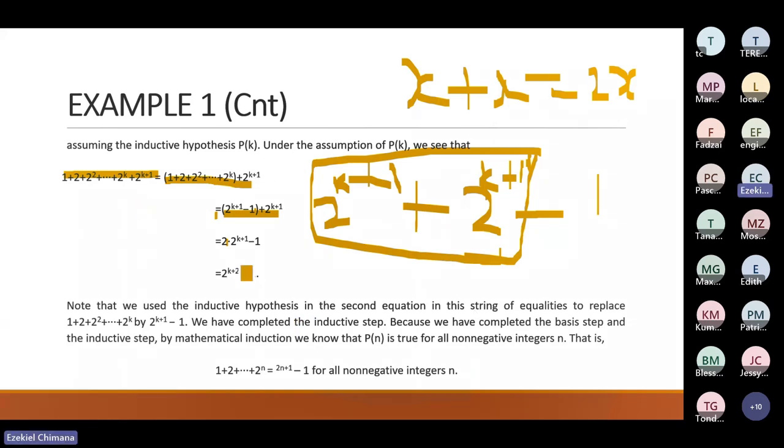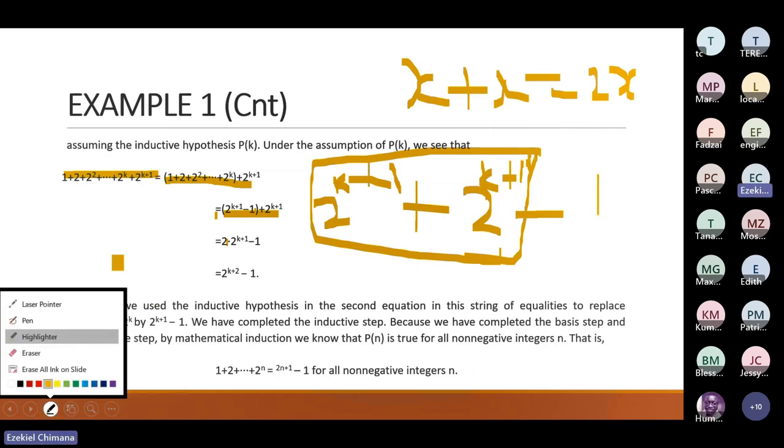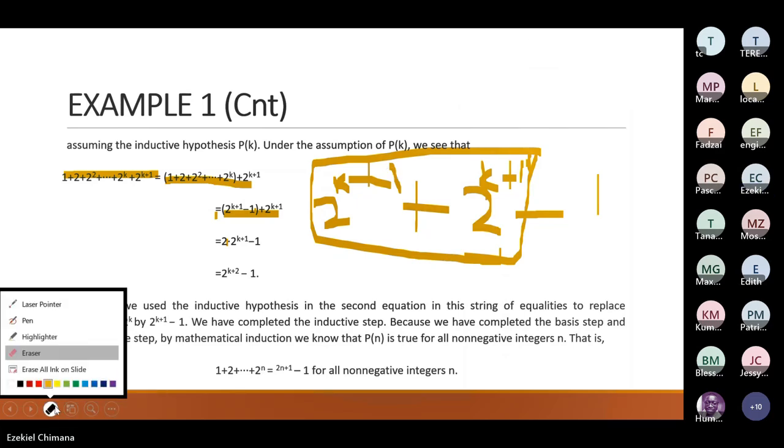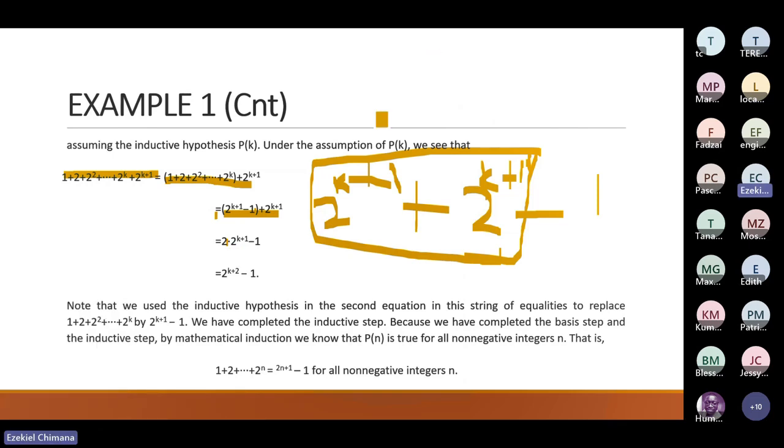So I was saying, 2 times 2 to the power K plus 1 minus 1 is just the same as saying, let me rub this, you can simply add the powers. Like if you are saying x to the power 2 times x, remember x just has the power 1, you can simply add the powers. You say 2 plus 1 and then you get x to the power 3.